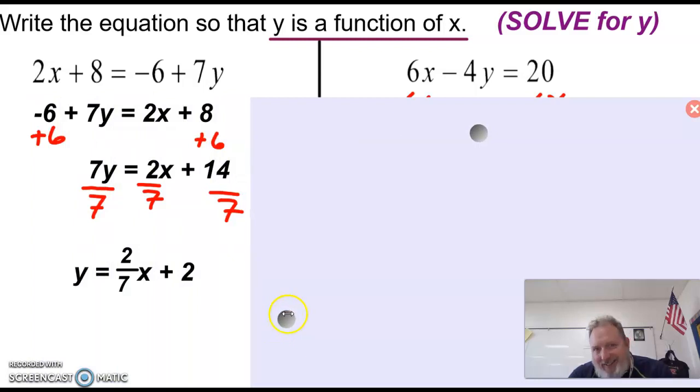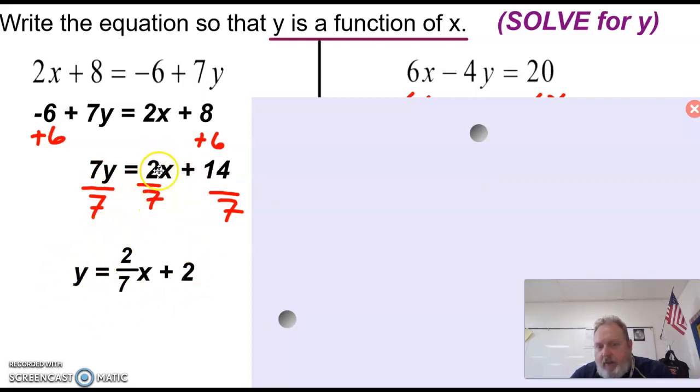Now, it's not necessary to do that, but since we're solving for y, I think it's easier to have it on the left side. So I just put this over here, this 2x plus 8 over on the other side. So notice we didn't change any of the values. We left the numbers as they were. So I'm going to add 6 here to 8. That'll give me 14. 7 times y, so I need to divide by 7. And that gives me my equation right here.